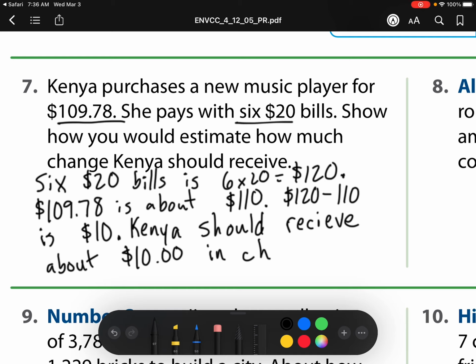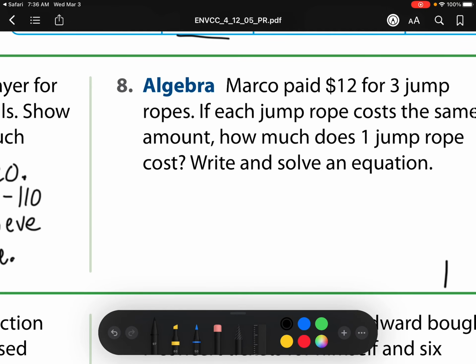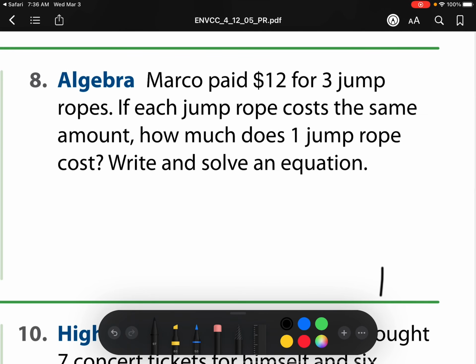in change. Your parents do this all the time when they go to the store. They're estimating if they use cash because they want to make sure they get the right amount back. The clerk, the store might forget to give them all their change. They might honestly not be good at math. It's happened several times. So that's why you always want to check.